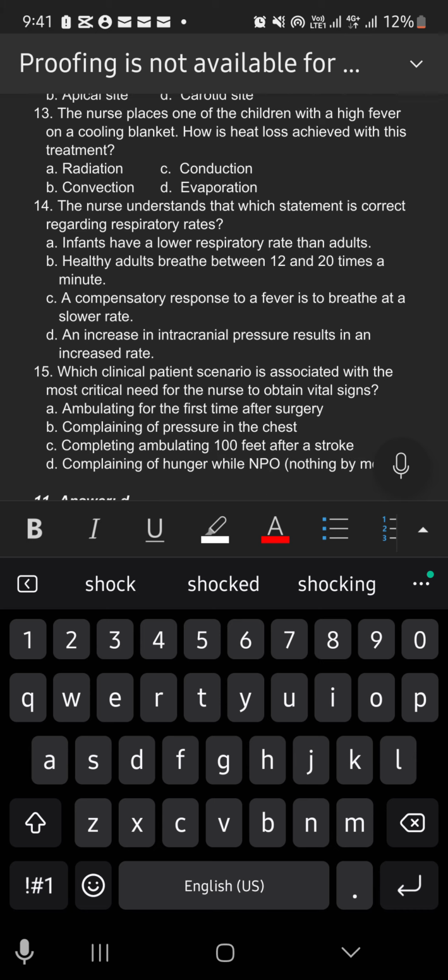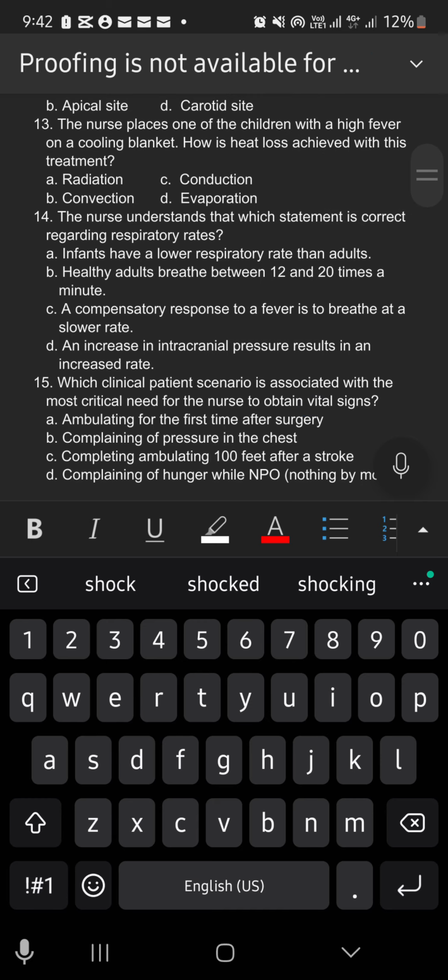14. The nurse would understand which statement is correct.